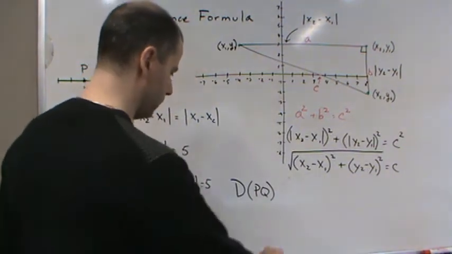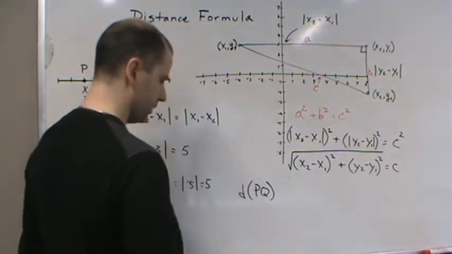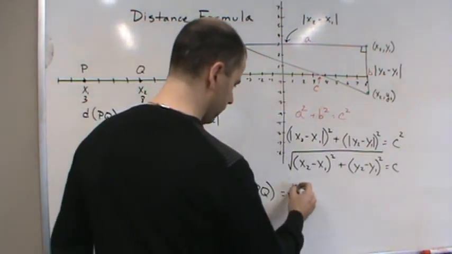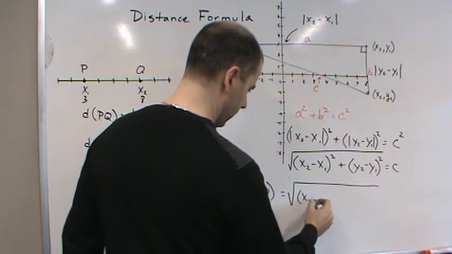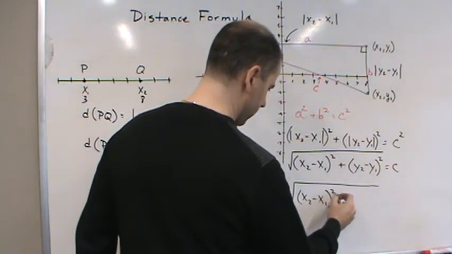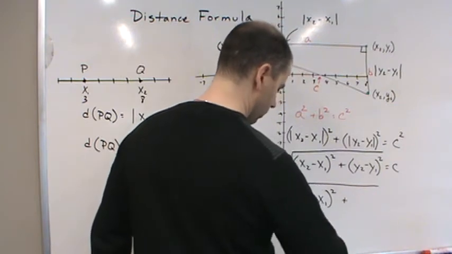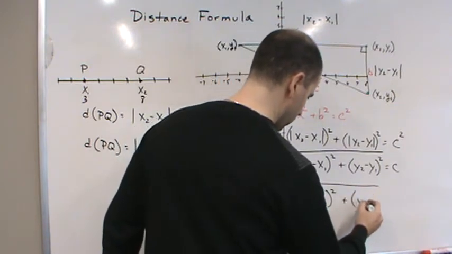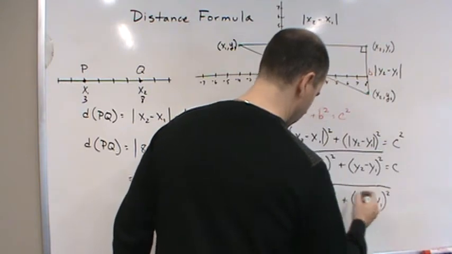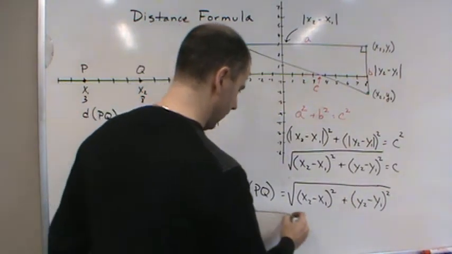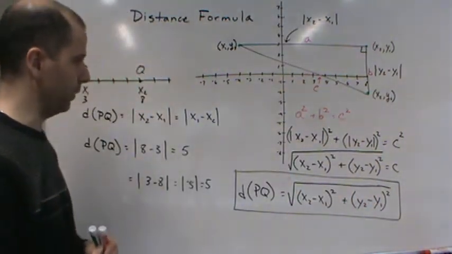Okay, distance PQ, oops, sorry, lowercase d. Distance PQ is equal to the square root of x2 minus x1 squared plus y2 minus y1 squared. And this gives us the distance formula.